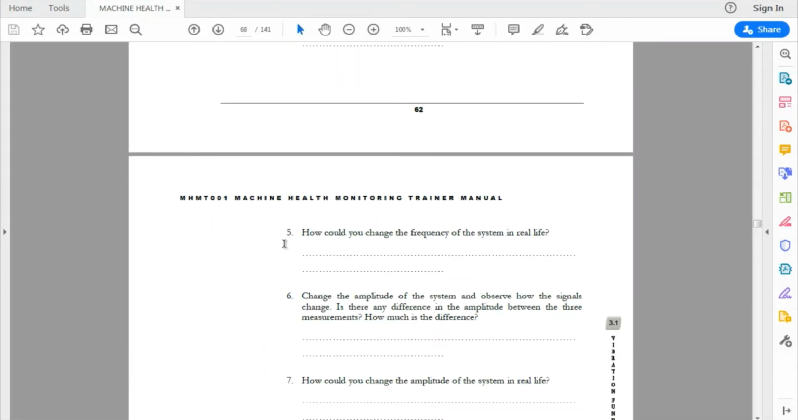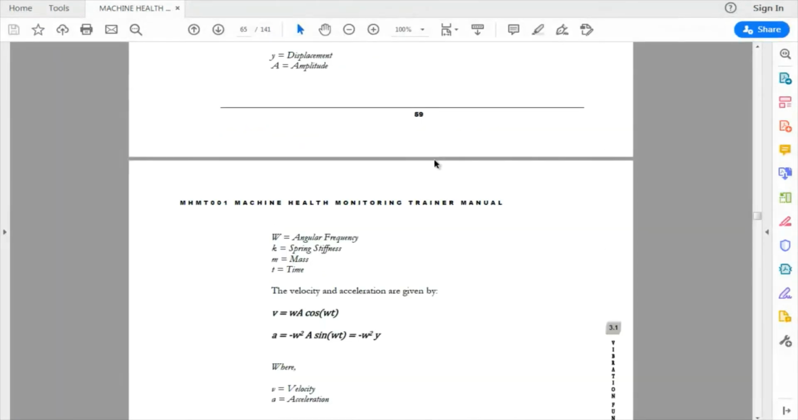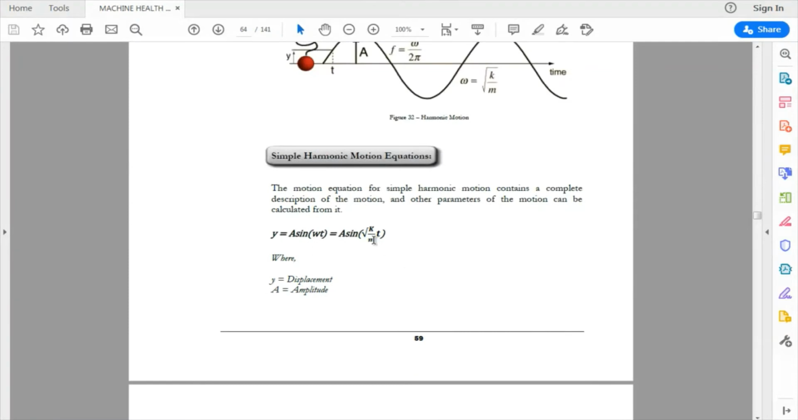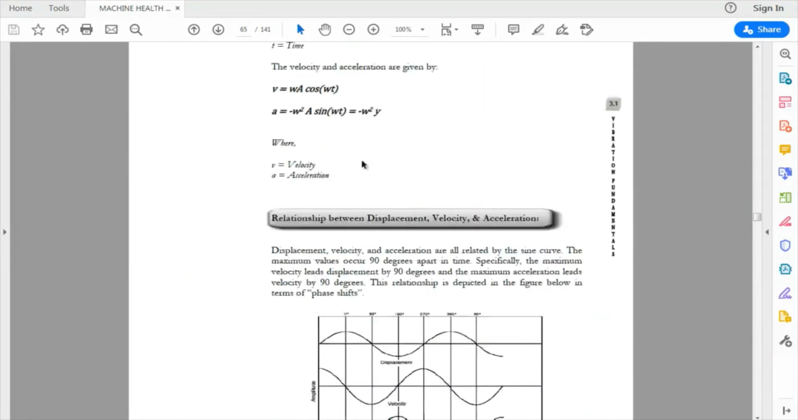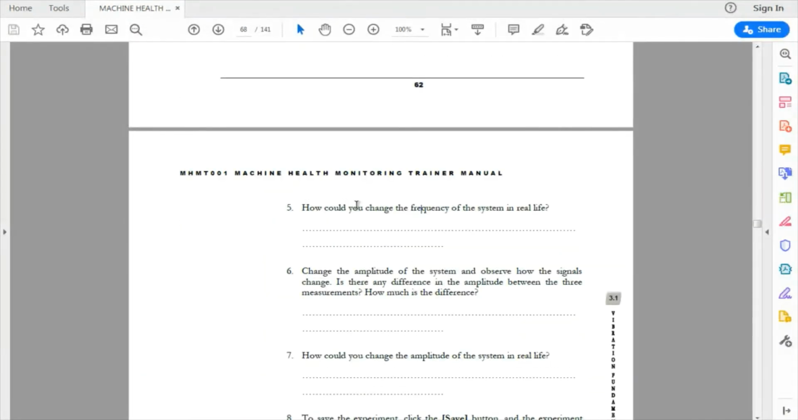Number 5, how could we change the frequency of the system in real life? We know that the frequency is the square root of k over m, where k is stiffness and m is mass. So if you change either the value of k or m, you will affect the natural frequency of each system. So the answer is by changing the stiffness k or the mass m.